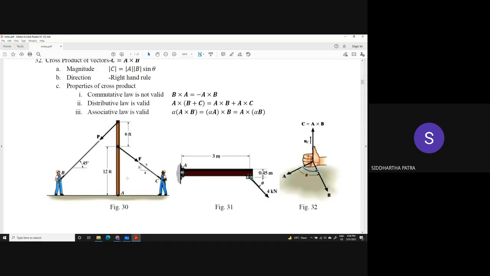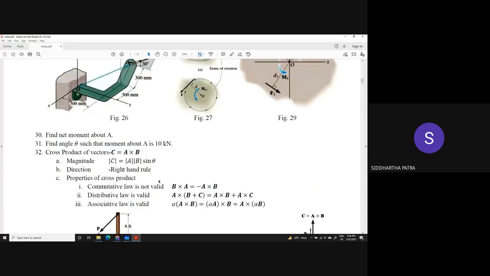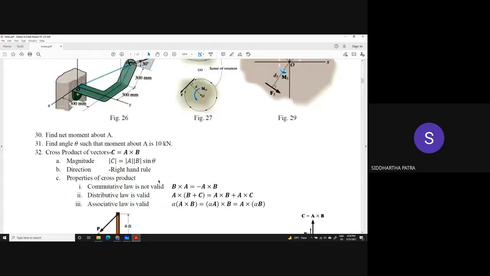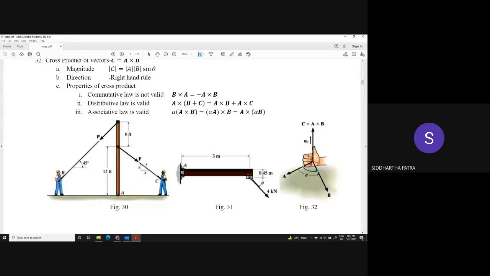Of course, the moment has its own set of units. For example, in figure number 30, the unit should be pound foot. Okay, so you can take F to be 200 pound and P to be 150 pound. So F is 200 pound and P is 150 pound. And now try to get the moment due to two forces about point A.